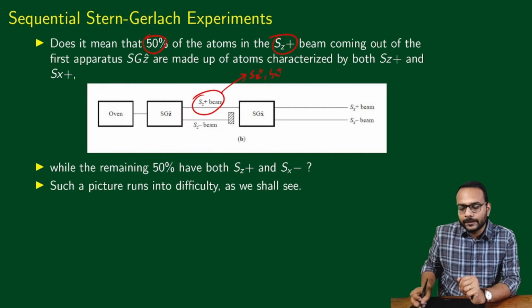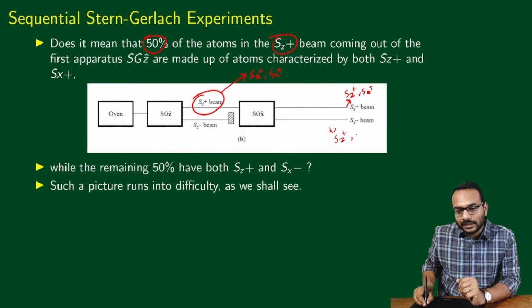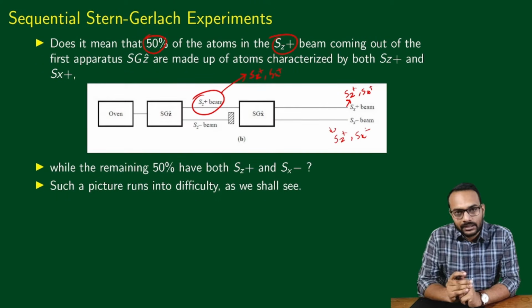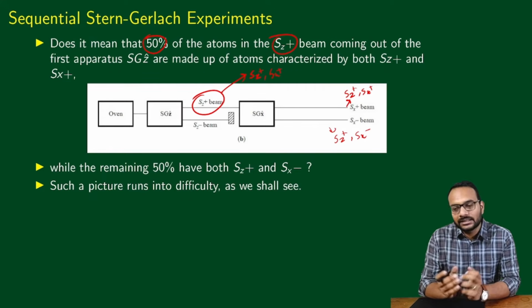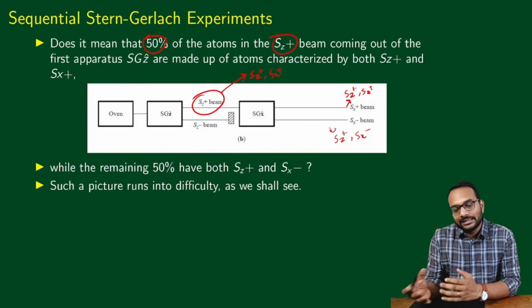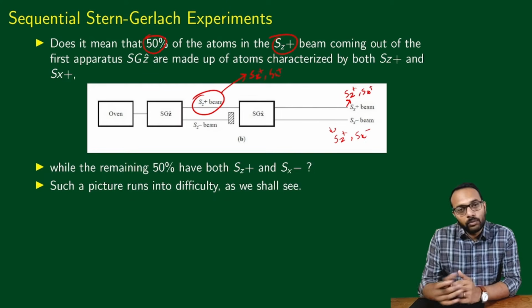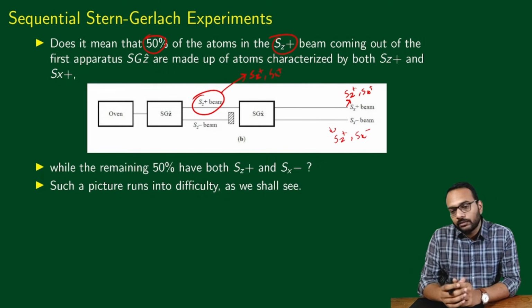So let me write it here. Are these atoms characterized by both Sz plus and Sx plus? And these atoms characterized by Sz plus and Sx minus? This is the question we ask, or this is our first guess. But we'll see that such a picture does not explain the problem. It runs into difficulty. We can see this by doing one more experiment, by using one more Stern-Gerlach arrangement.